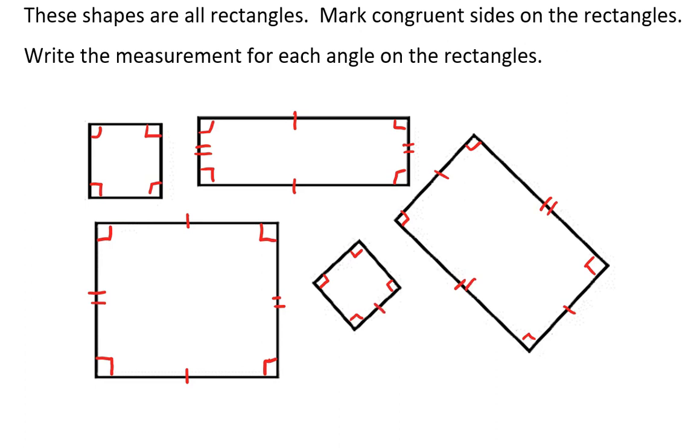In my square, all 4 sides are congruent. And the same with this square in the upper left corner. All 4 sides are congruent. The square is a special rectangle because it has 4 right angles. Again, any 4-sided figure that has 4 right angles is considered a rectangle, and that's why the square is a special rectangle. It's a rectangle that also has 4 equal sides.